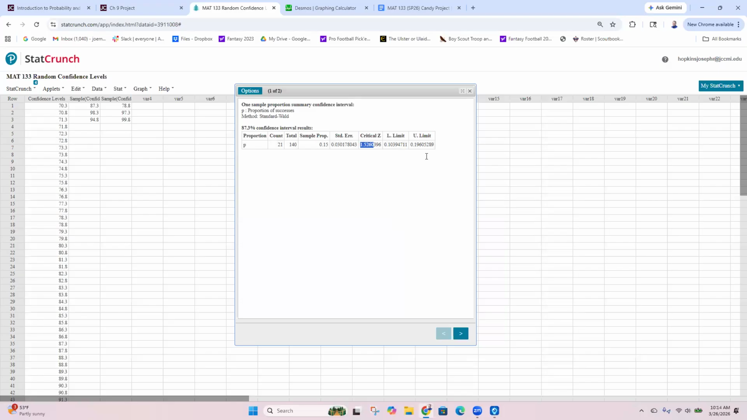My lower limit is 0.1039, and my upper limit is 0.1961. Oh, well, shoot. Mine are the same, which is good. That's fine. But they're not always going to be the same. So, I'll show you again what I did.